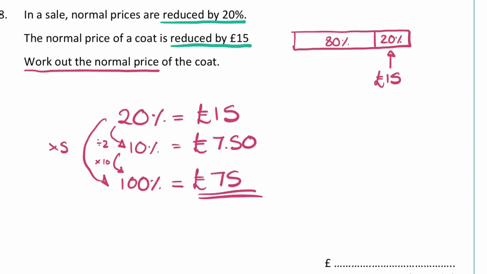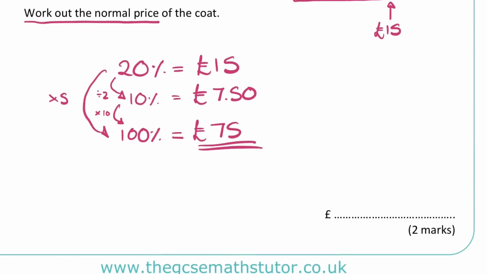And you have to read the language very carefully. This one, the language matched, 20% reduced by £15. But just be careful, it could have said the sale price is £15, which means it would be the 80%. But there we go, there is a reverse percentage. Our final answer, £75.